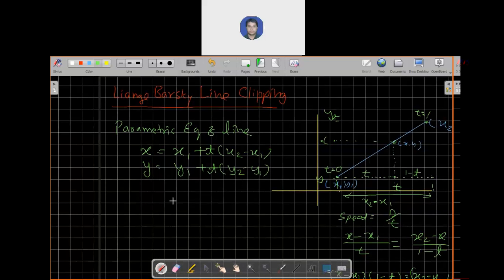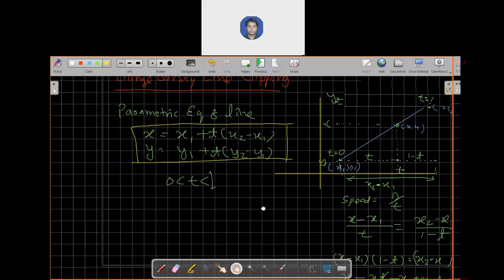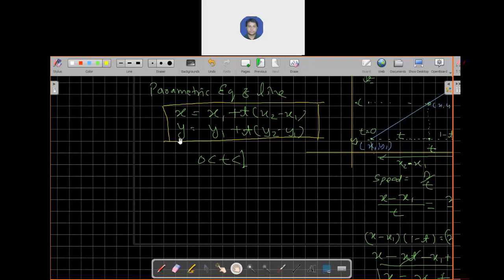And the value of t is always between 0 and 1. At 0 you are at the initial point, and at time unit 1 you are at the last point or end point of your line. Is it clear? Okay, so in this way you can find the parametric equation of line.